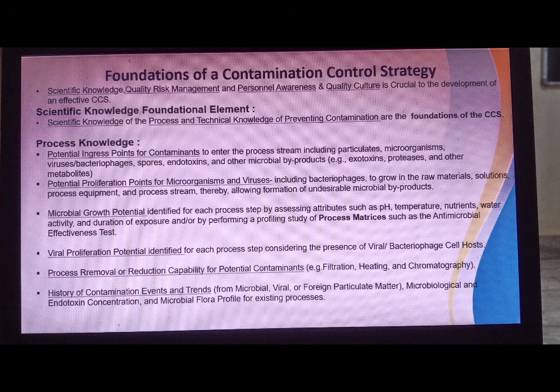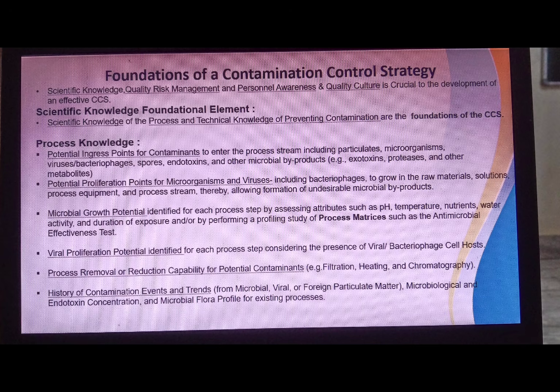Microbial growth potential identified for each process step by assessing attributes such as pH, temperature, nutrients, water activity, and the duration of exposure, and or by performing a profiling study of process metrics such as the antimicrobial effectiveness test. Viral proliferation potential identified for each process step considering the presence of viral bacteriophage cell host. Process removal or reduction capability for potential contaminants. Say for example, filtration, heating, and chromatography.